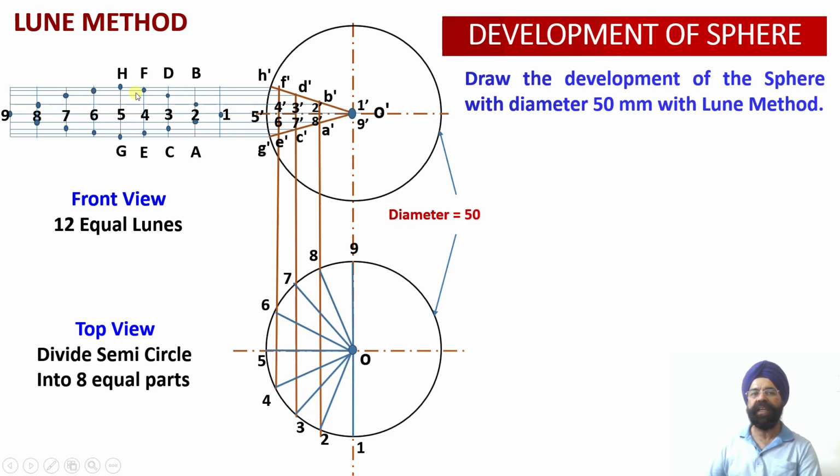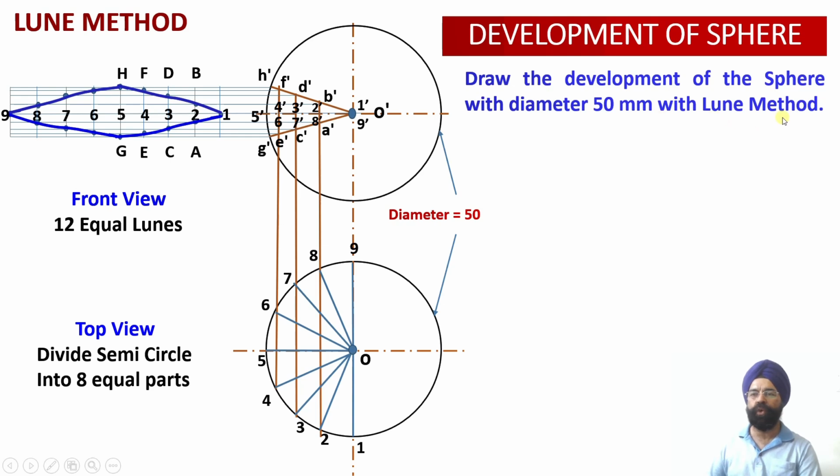Now you can see the shape of the lune. We have drawn more points over here, so better accuracy of the lune could be obtained because of that. Had we divided it into 12 parts, fewer points would have been available. Had we divided this total into 8 equal parts, very few points would have been available. So this is the development of one lune. We have divided this into 12 sectors or 12 lunes. So 12 such lune developments will give us the complete development of the sphere.